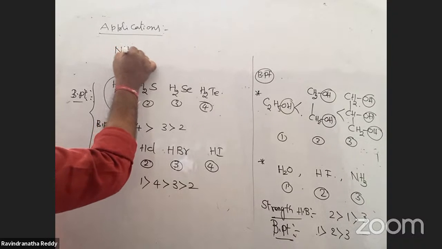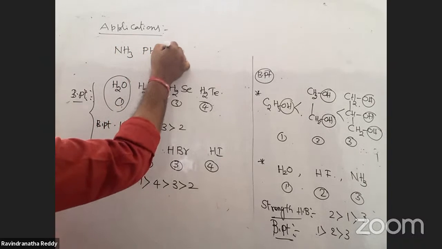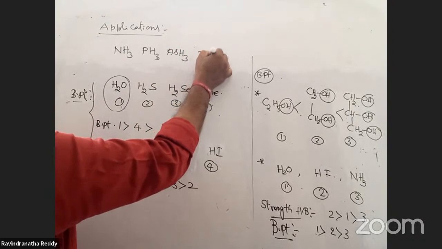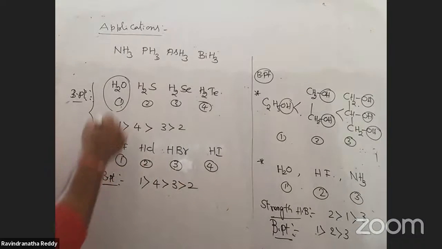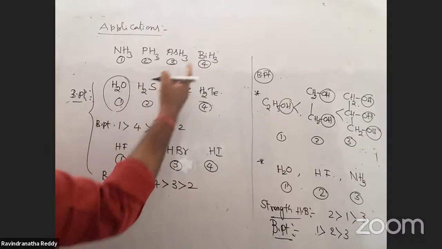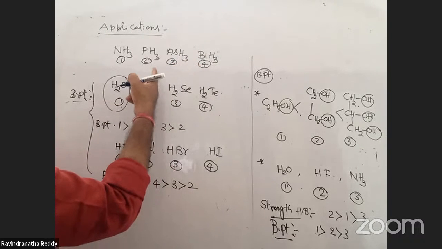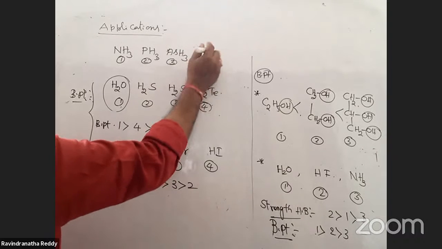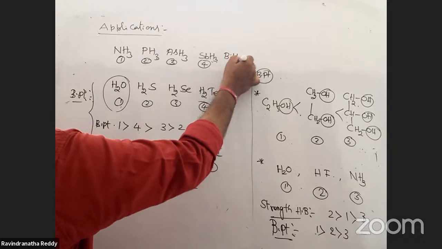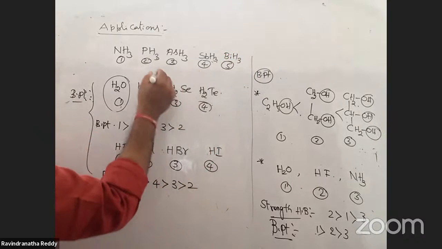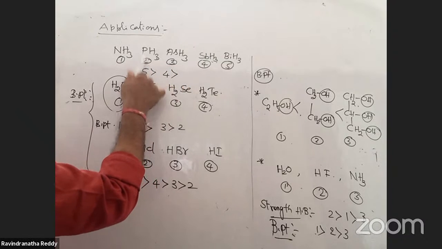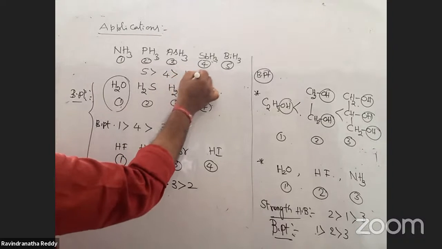Regarding NH3, PH3, phosphine, arsine: nitrogen, phosphorus, arsenic, antimony, bismuth. What is the order? Somewhere here 1, 2, 3, 4. But here this one is topmost: nitrogen, phosphorus, arsenic, antimony, bismuth. Antimony means SbH3, bismuth means BiH3. The highest is 5 only, next 4, next comes 1, next 2, 3.